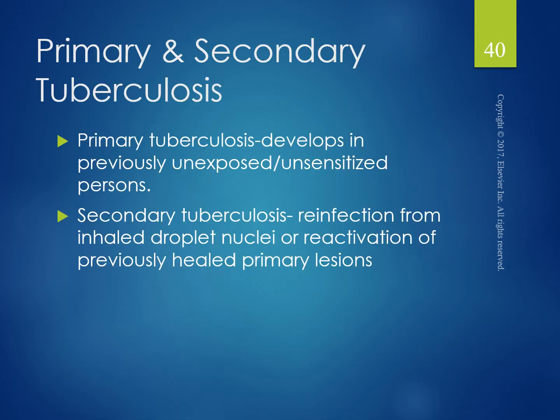So primary tuberculosis develops in previously unexposed, unsensitized persons, usually as a result of inhaling droplets containing the tubercle bacillus. Usually it'll go on to develop into latent TB. Secondary tuberculosis is a reinfection from inhaled droplet nuclei or reactivation of previously healed primary lesions. It usually occurs in situations of impaired body defense mechanisms.